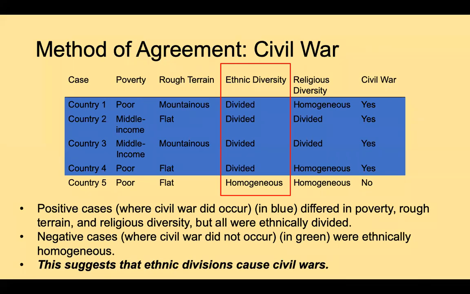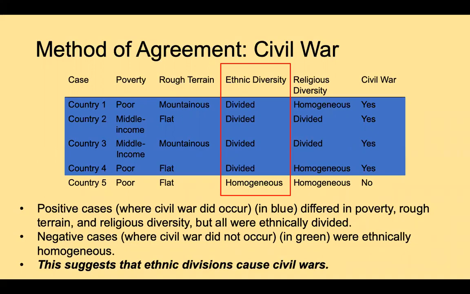And the negative cases where civil war did not occur, it says here in green, it shouldn't say that, that's from an old slide, were ethnically homogeneous. And so not only is it the case that countries 1 through 4 were divided, it's also the case that country 5 was homogeneous ethnically and didn't have a civil war. And so what this data suggests is that ethnic divisions cause civil war.